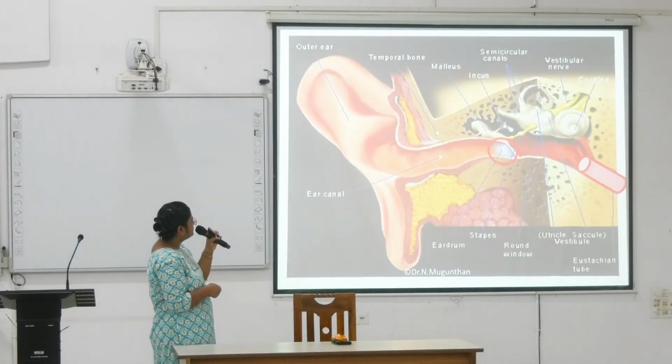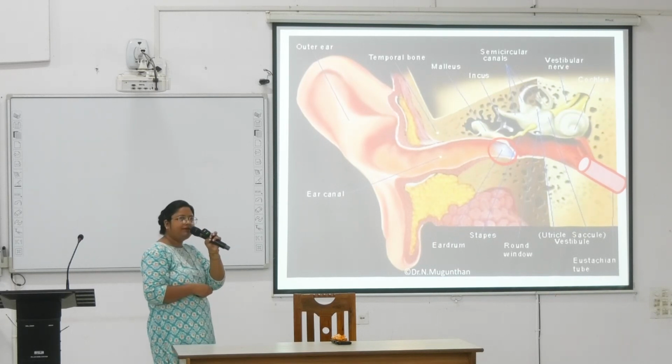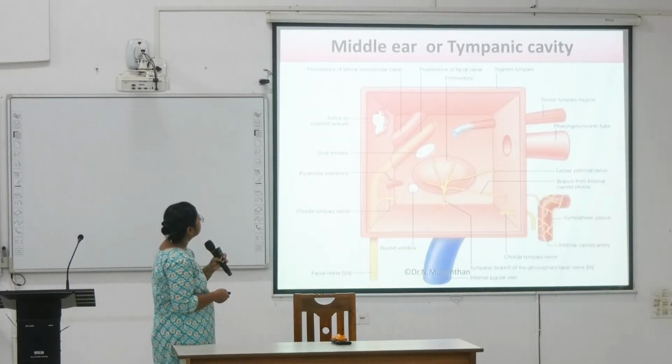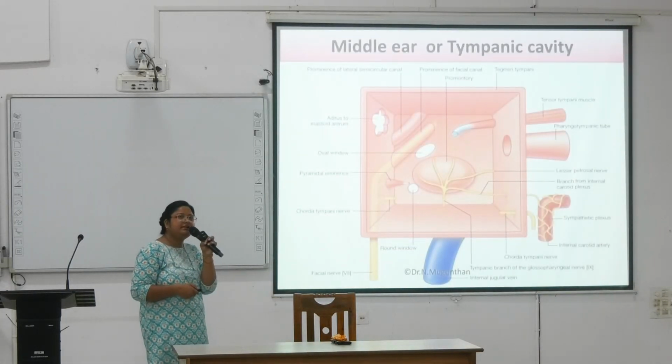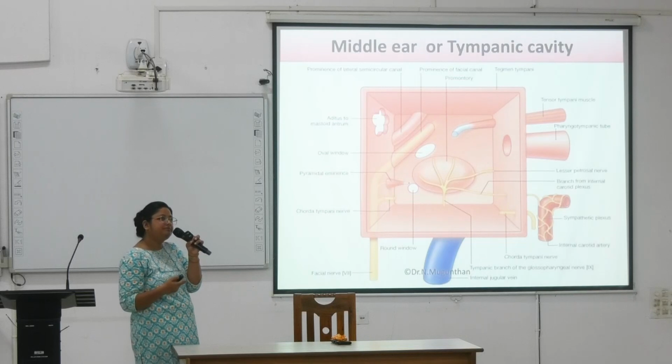So this part is the external auditory meatus. After that, here is the eardrum or tympanic membrane. Next, we go to the middle ear. The eardrum is part of the middle ear.